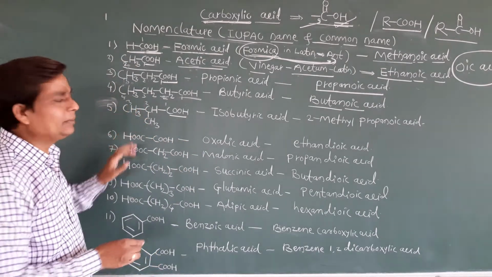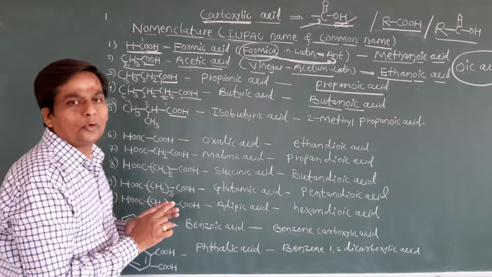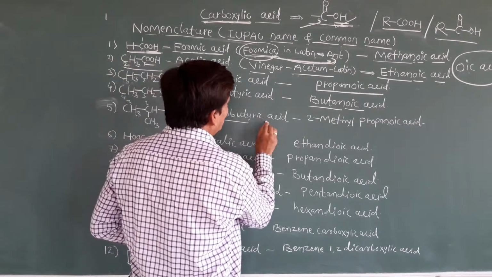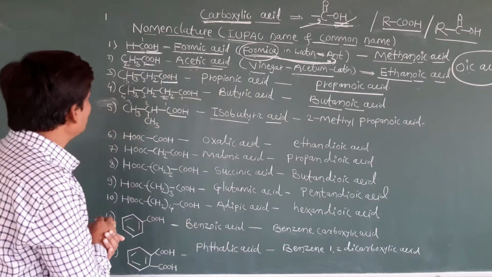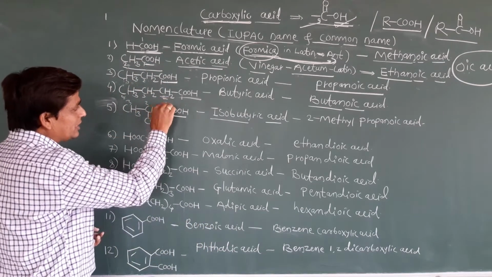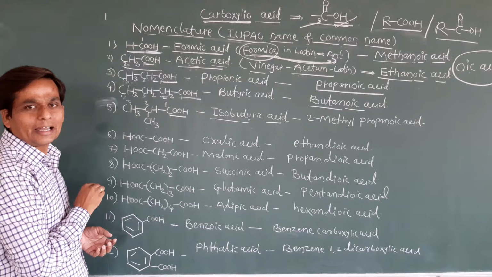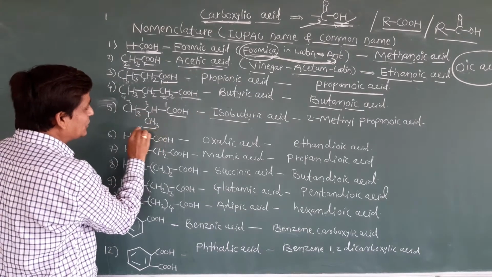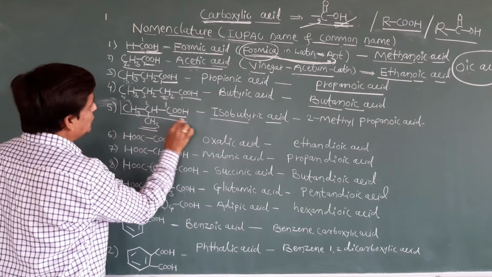When you give the common names, you consider all 4 carbons. It is isobutyric acid. Okay. So what about the IUPAC name? You start the numbering from this side: 1, 2, 3. Total 3 carbons. But on the second carbon, a CH3 group is attached. We can consider this as your parent chain.